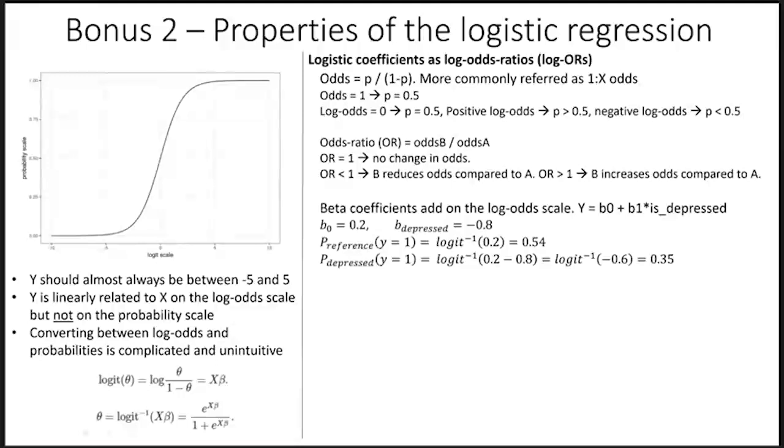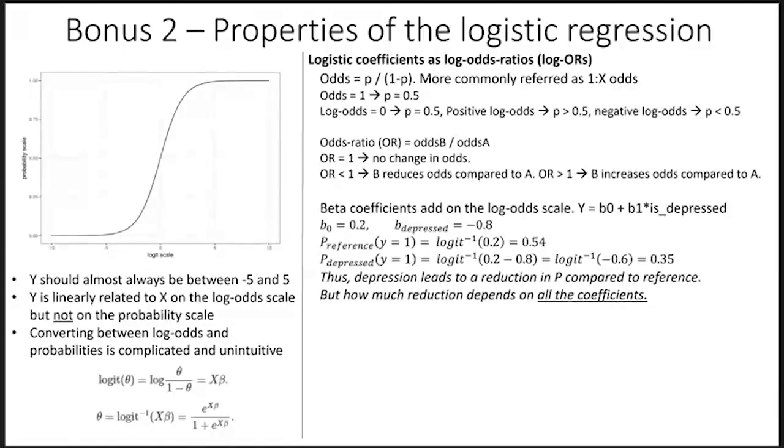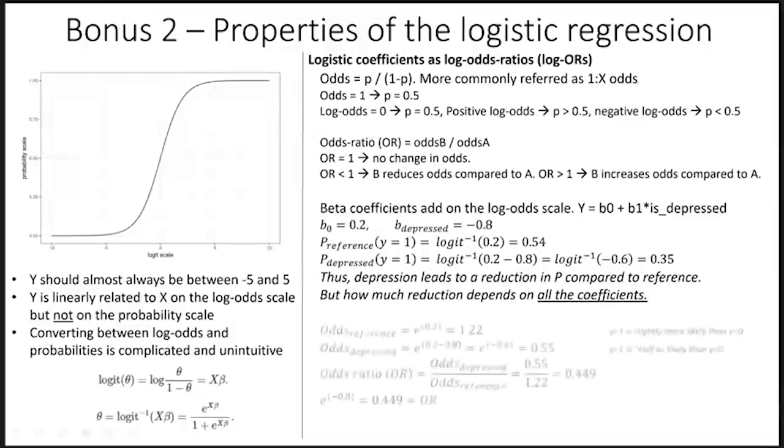But it wasn't clear to us from the numbers that this was the decrease. And also it kind of depends on both numbers. That's why probabilities are a little bit complicated. Okay, a depression leads to a reduction in P compared to reference. But how much reduction depends on all the coefficients, because we have to put them all in the model, and it gets complicated, okay? So now this is the trick.